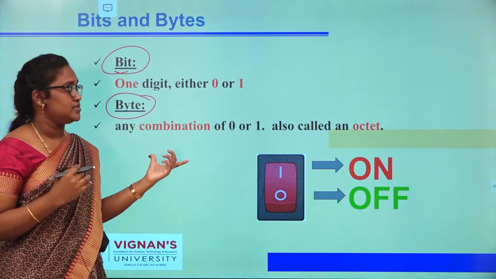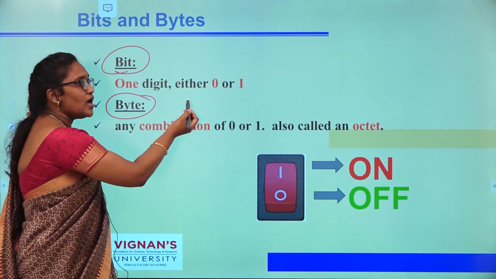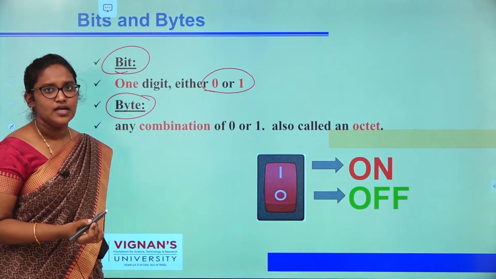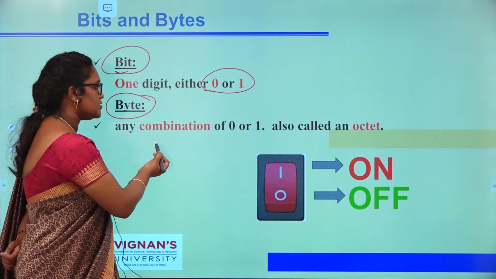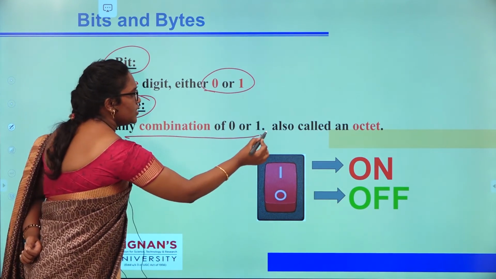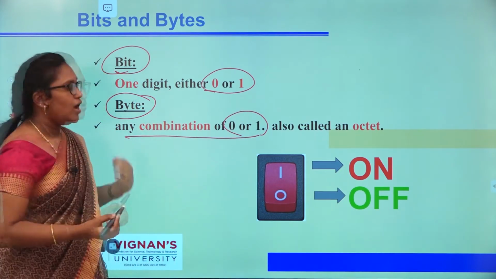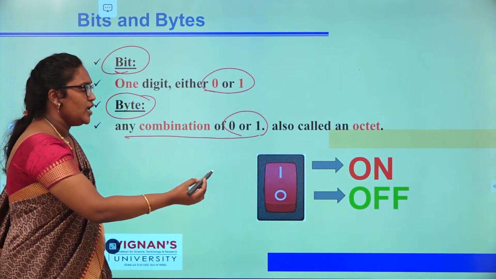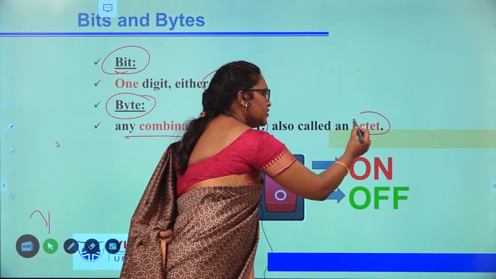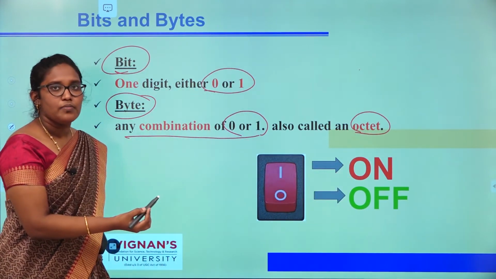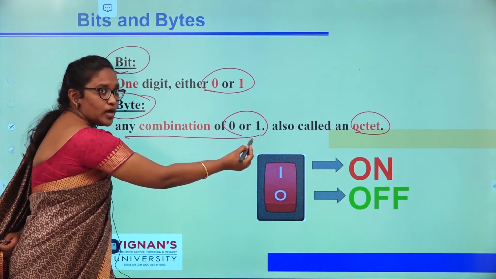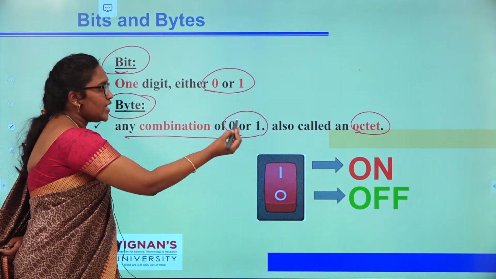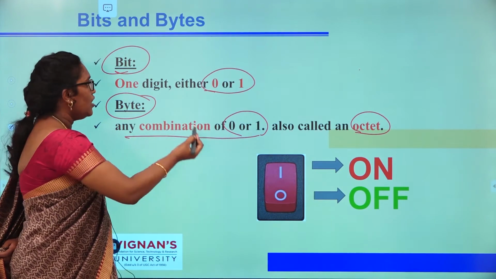bits and bytes. So what is a bit? Either a zero or a one is called a bit. What is a byte? It is a combination of zeros and ones. How do we describe the combination? It will be in an octet format. Any combination of zeros and ones in an 8-bit format is called a byte.